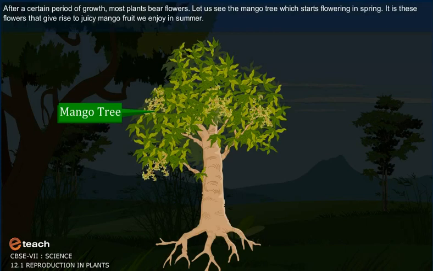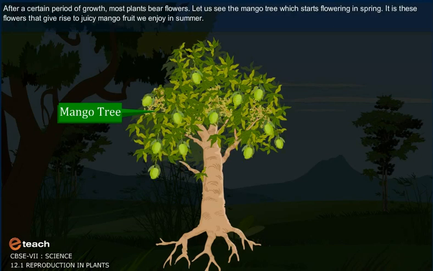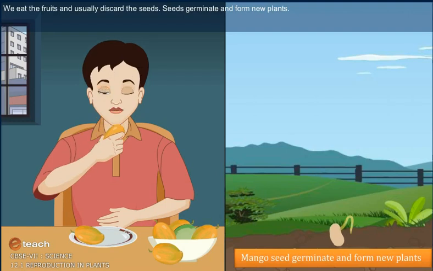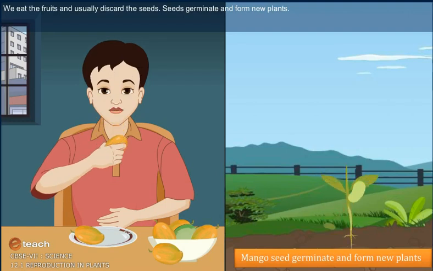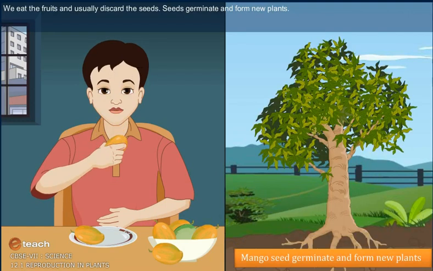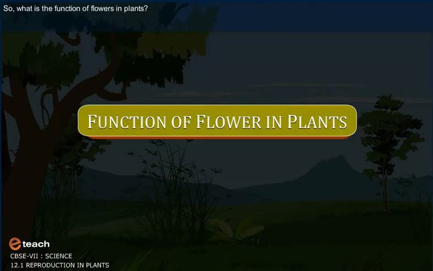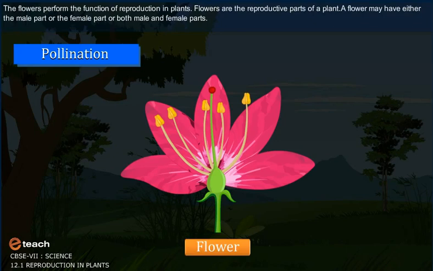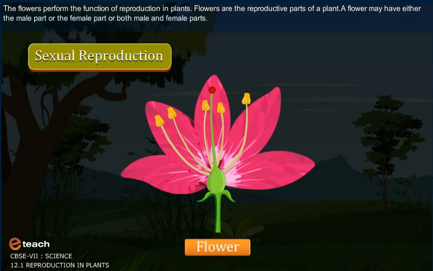Let us see the mango tree, which starts flowering in spring. It is these flowers that give rise to the juicy mango fruit we enjoy in summer. We eat the fruits and usually discard the seeds. Seeds germinate and form new plants. So, what is the function of flowers in plants? The flowers perform the function of reproduction in plants.